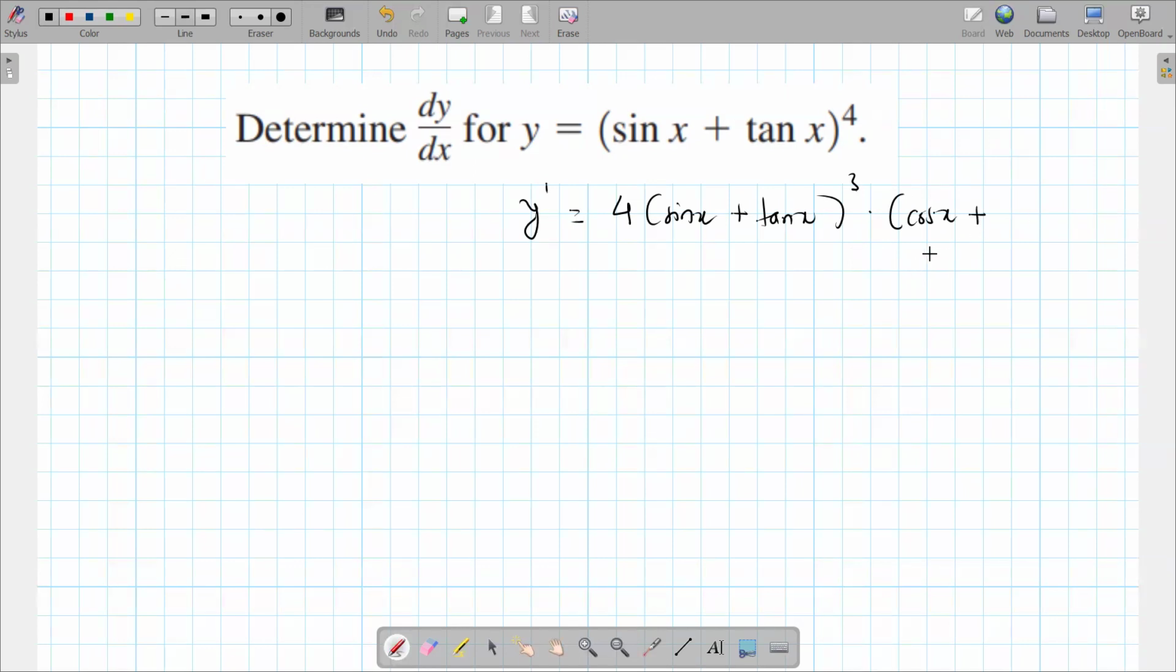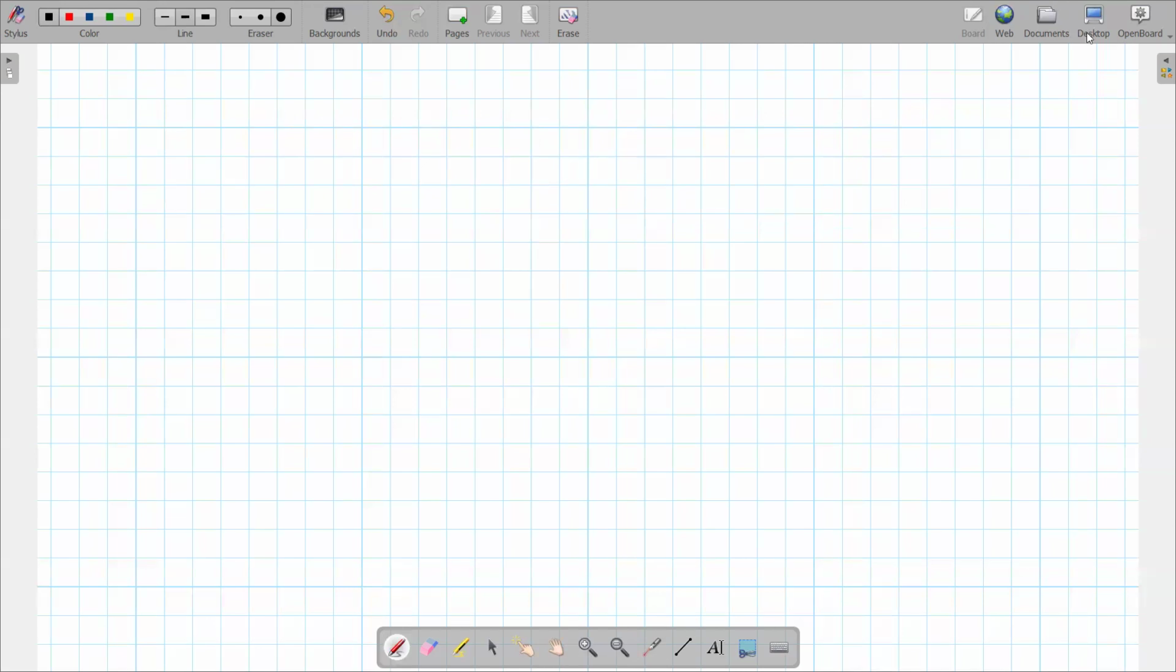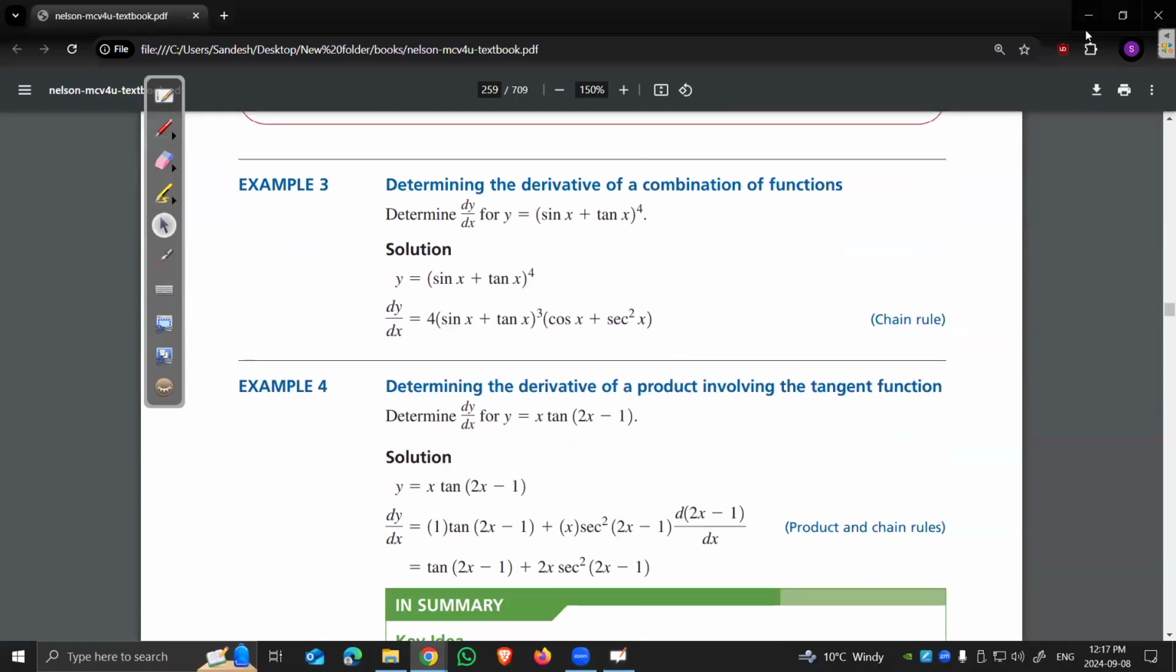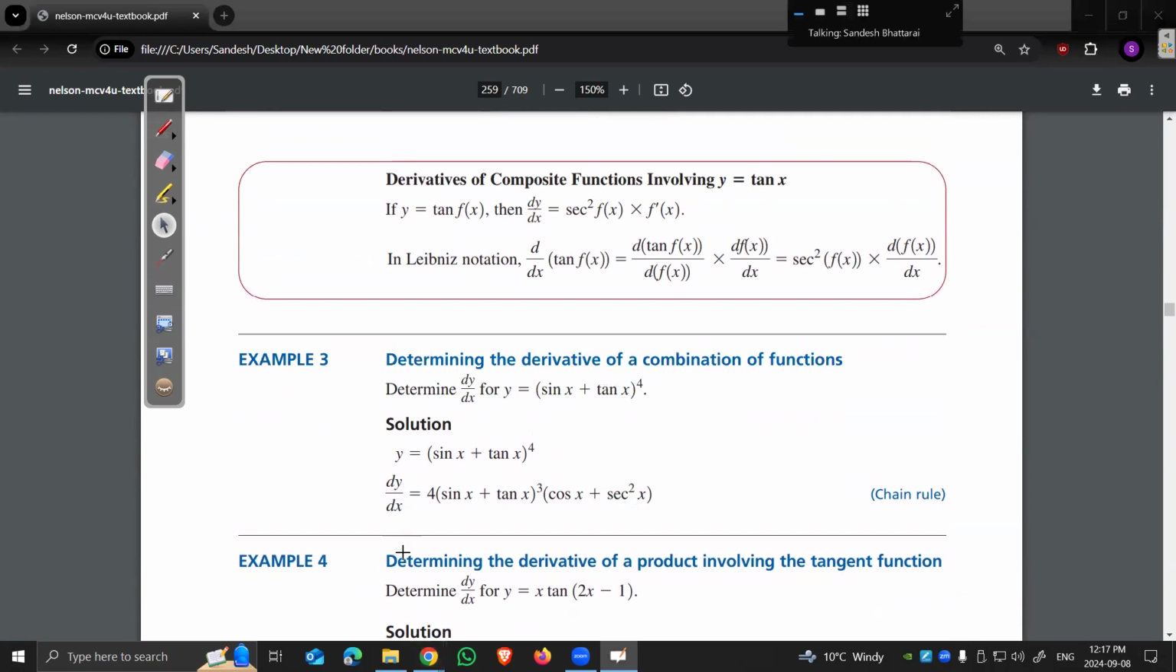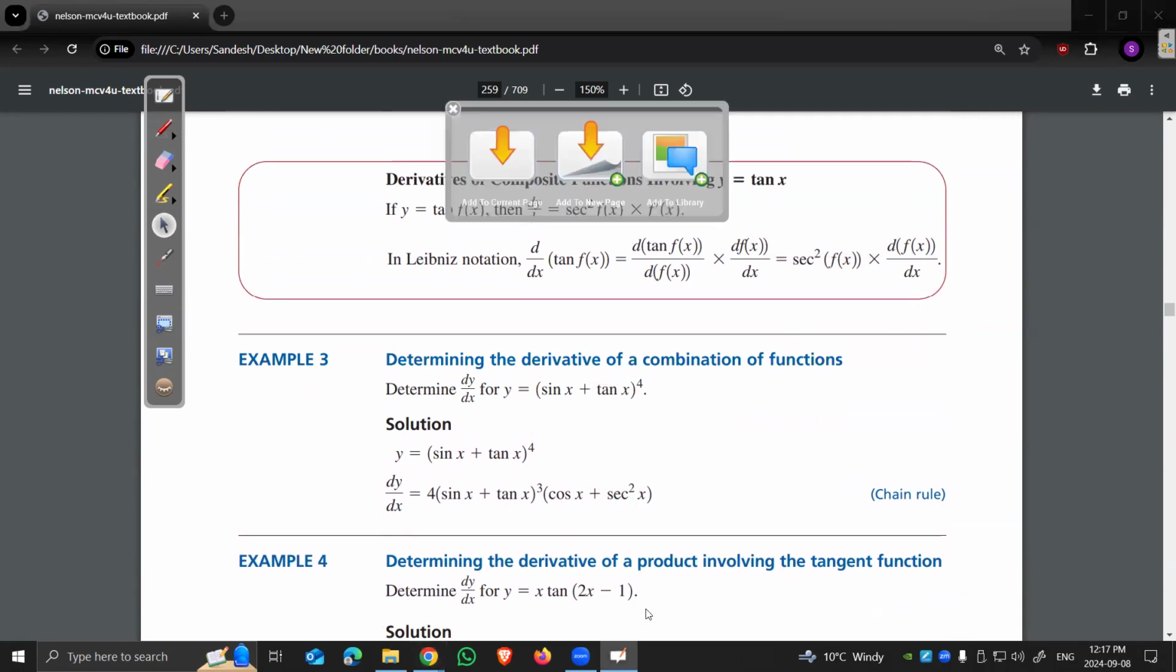What about the last component? What's the derivative of tan? Secant squared. That's it. End of story. Done. One step. It's not that difficult. Once you know that tan becomes secant squared, it's just whatever. Most of these are going to be one steps.